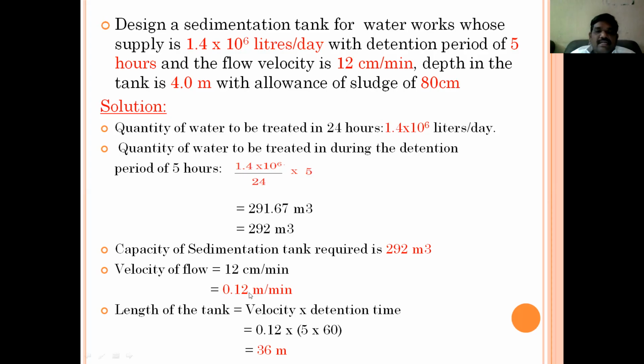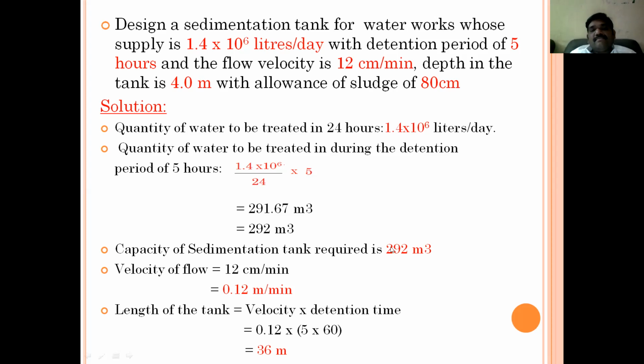That means whatever value we got will be used to find out the length of the tank. What is the length of the tank? Flow velocity into detention time. See, 0.12 into 5 into 60 minutes. Now the length is 36 meters.